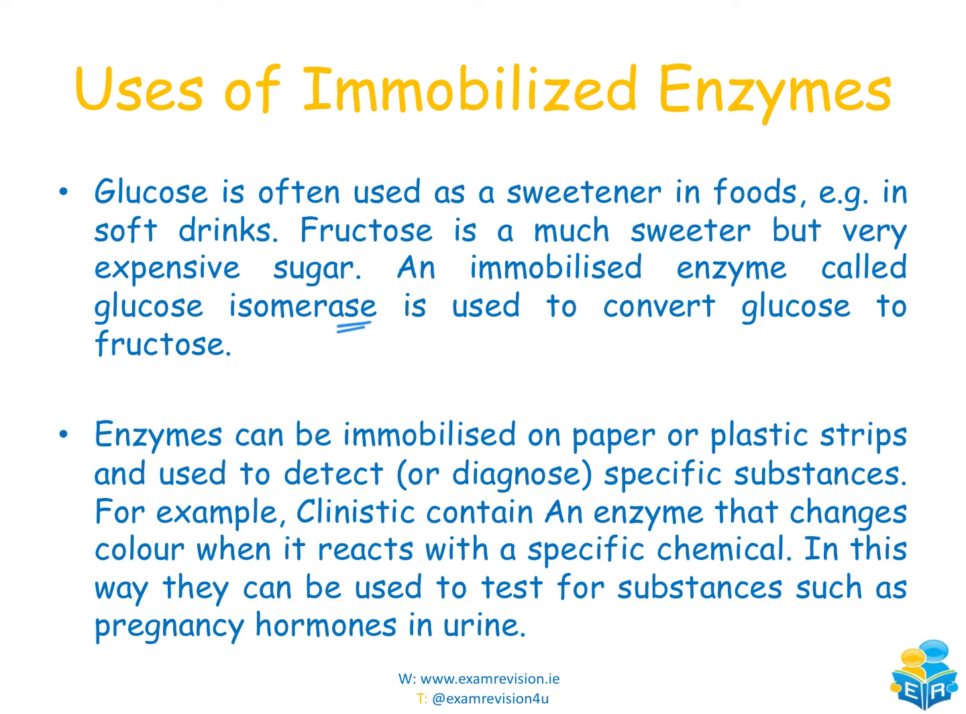Enzymes can also be immobilized on paper or plastic strips and used to detect or diagnose specific substances. An example of this is a Clinistick, which is the name of the company that produces them, and it's also the name of the stick. A Clinistick contains an enzyme that changes colour when it reacts with a specific chemical. In this way, they can be used to test for substances such as pregnancy hormones in urine. So the idea of a pregnancy test all boils back to just enzymes.